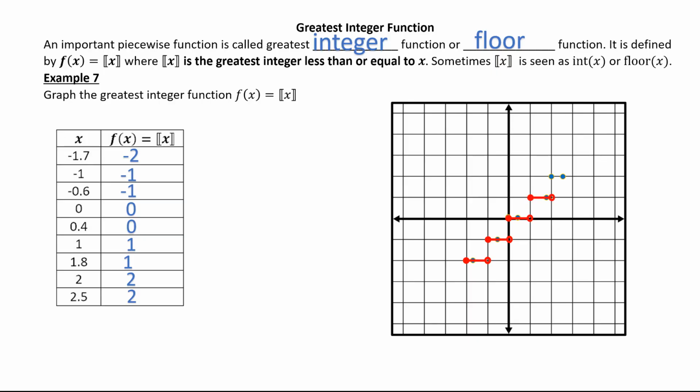Once you get to 1 on the x-axis, put 1 into the greatest integer function, you get 1. And you stay at 1 all the way until you get to 2 on the x-axis, because then the greatest integer less than or equal to 2 is 2. So you have to pop up to that next y value. So that's the greatest integer function, or the floor function.